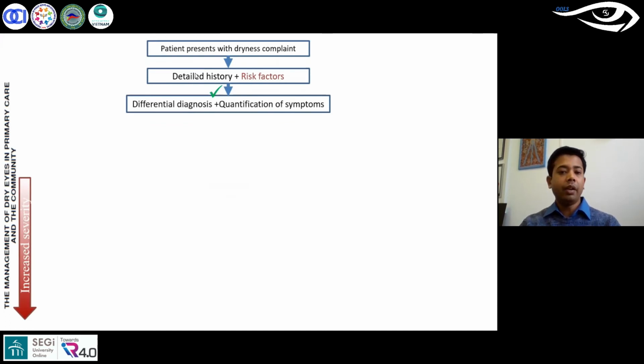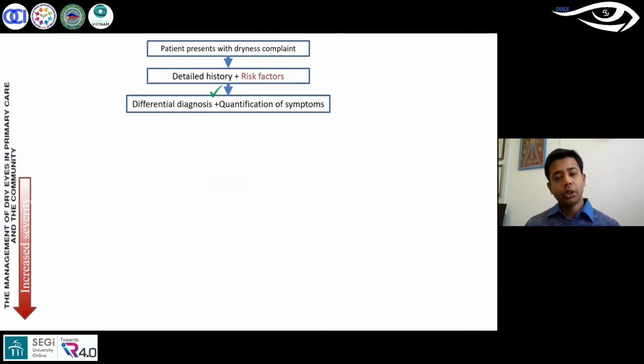At first, we have patients presenting with a dryness complaint. What you should do is take a detailed history and look at the risk factors, and see if anything is modifiable. That's the first thing we should do. We know very well the BCLA CLEAR report, the global consensus report, also talks about looking at dry eye risk factors even before prescribing contact lenses.